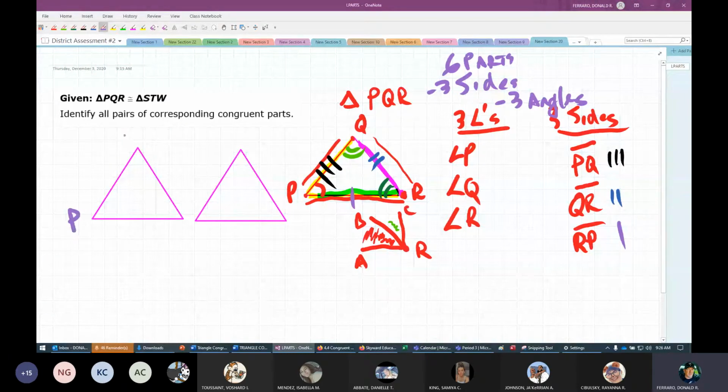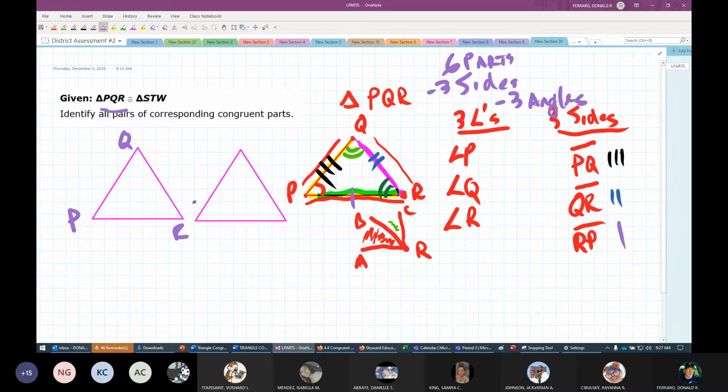So I've got PQR, and then I've got points S, T, and W. I get that from over here. So our angles, you're going to notice that angle P and angle S have to be congruent.